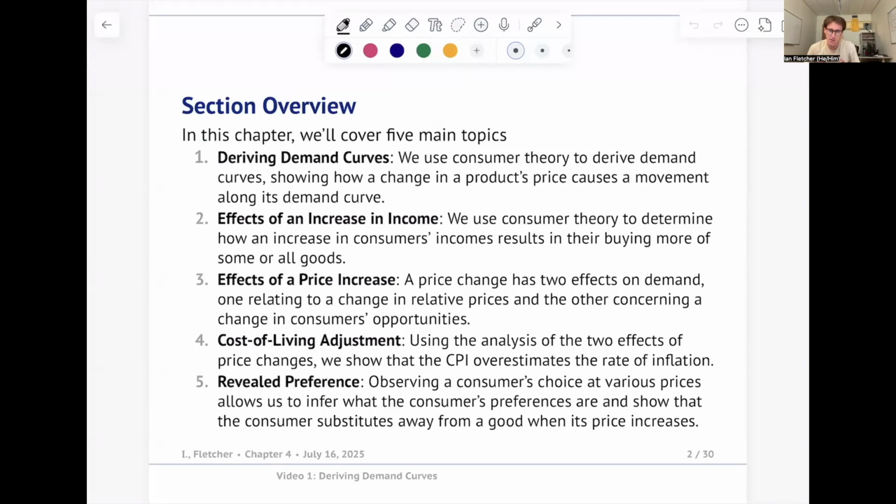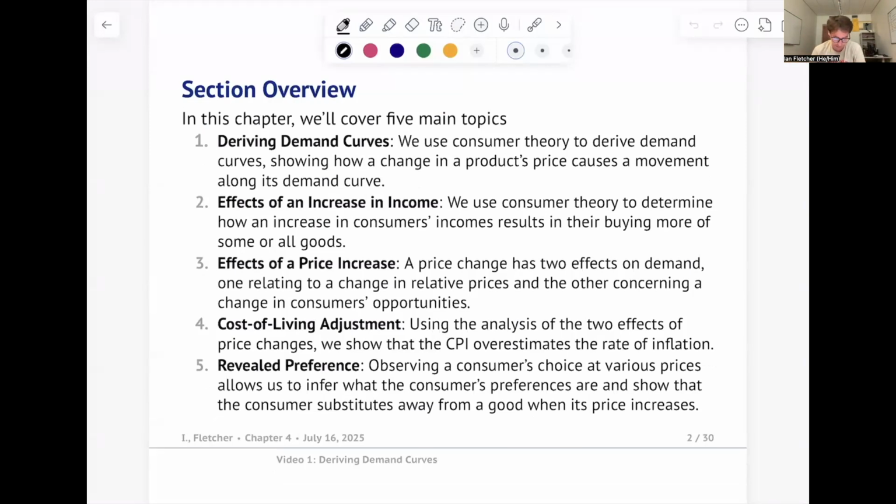There's also going to be cost of living adjustment and revealed preferences. We're not going to touch those super heavily, because I think they're a little bit above the scope of this course, but we're going to go through all of that.